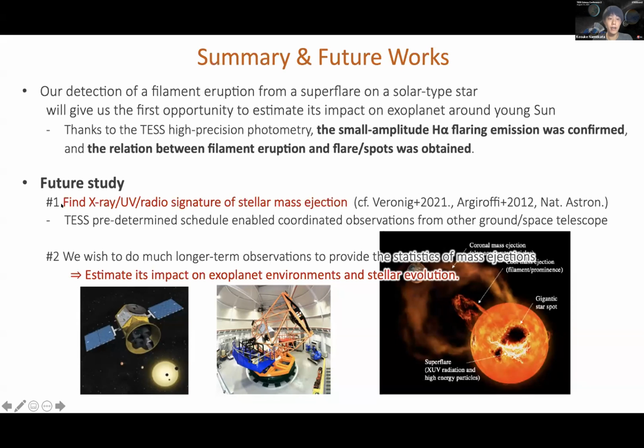As future work, we would like to find the X-ray, UV and radio signatures of the stellar mass ejection simultaneously, with ground-based observation and TESS photometry. The TESS predetermined schedule enables coordinated observation from other ground-based and space-based telescopes. And we wish to do much longer-term observation to provide the statistical properties of stellar mass ejection on solar-type stars. Finally, this kind of statistical approach will enable us to estimate its impact on the exoplanet environment and stellar evolution.